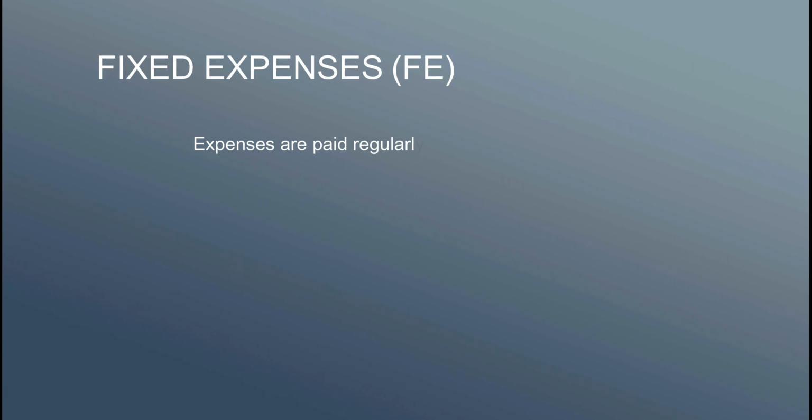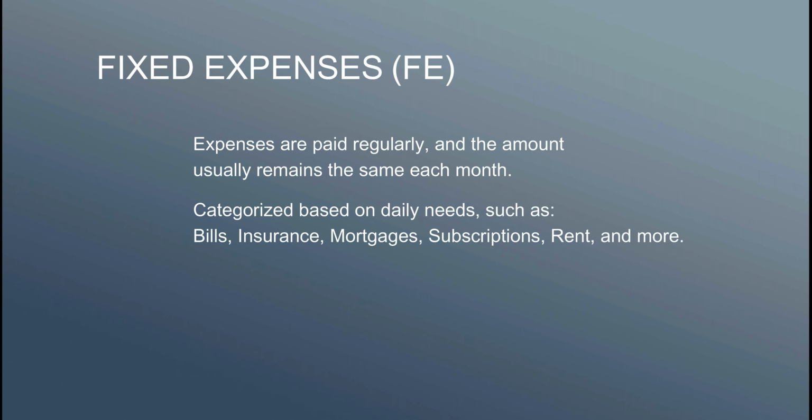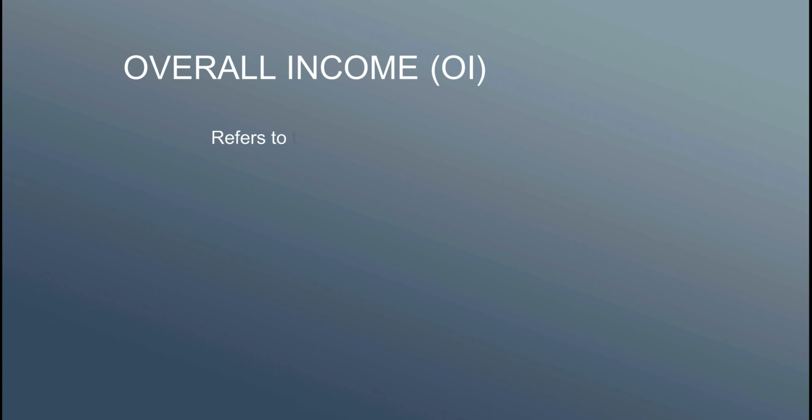Moving on to the next type of expense, which is fixed expenses, also known as FE. These expenses are paid regularly, and the amount usually remains the same each month. You can categorize fixed expenses using various categories based on your daily needs, such as bills, insurance, mortgages, subscriptions, rent, and more.